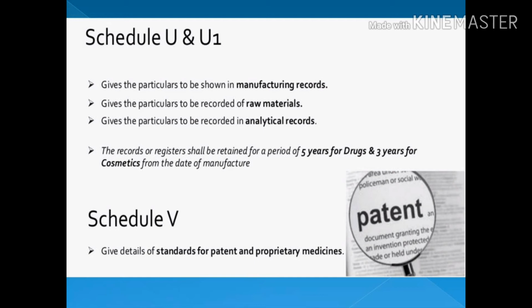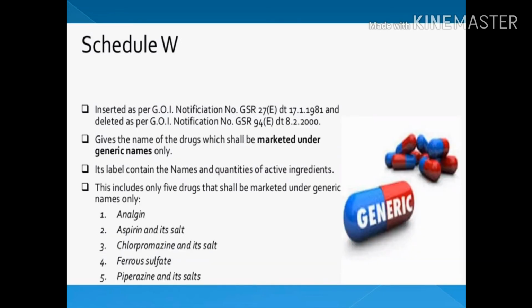Schedule V gives the details of standards for patent and proprietary medicines. This includes the names of the drugs which shall be marketed under generic names only. Its label contains the names and quantities of the active ingredients. This includes only 5 drugs that shall be marketed under generic names only, like analgin, aspirin and its salts, chlorpromazine and its salts, ferrous sulfate, and piperazine and its salts.